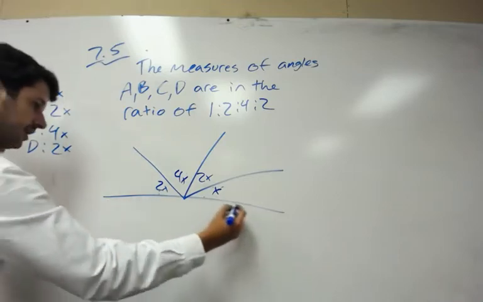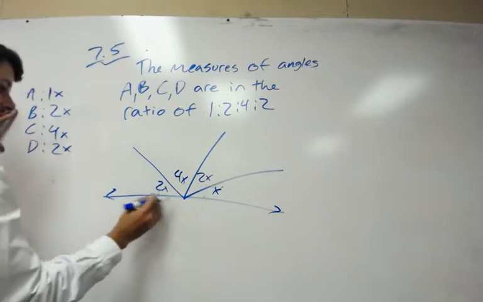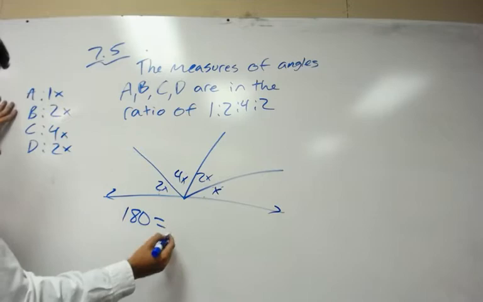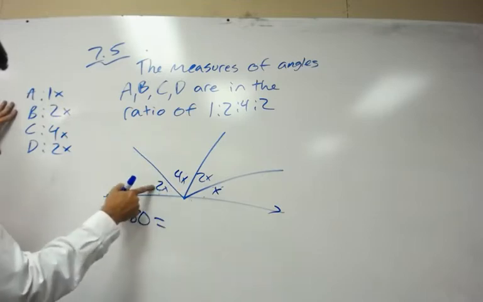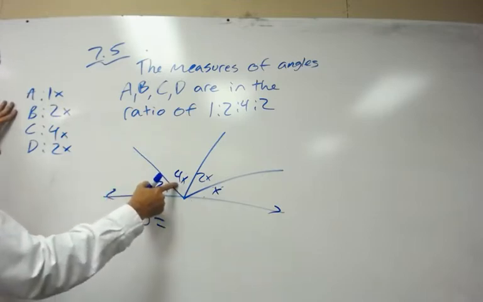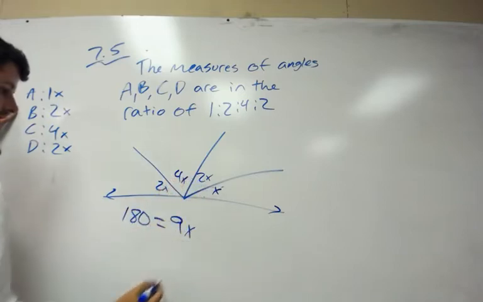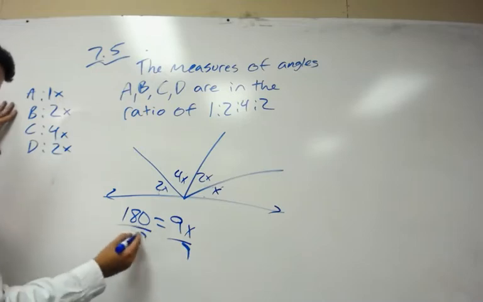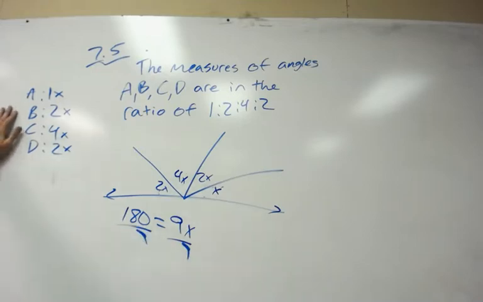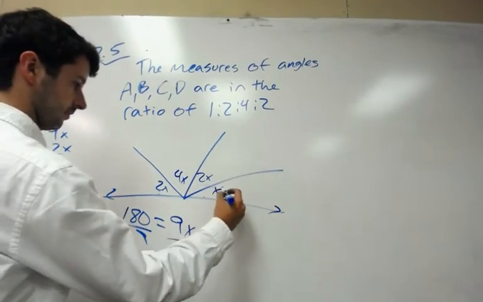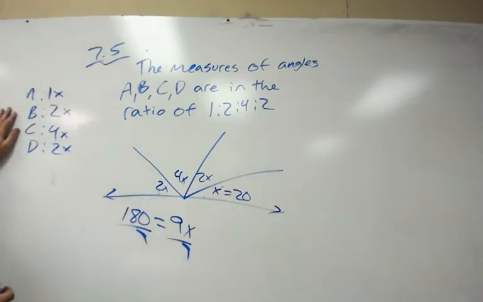Well, this is a straight line, and we know the straight line is 180 degrees. So we say 180 equals the sum of all these. 2x plus 4x, 6 plus 2, 8 plus 1, 9x. You divide and solve, 180 divided by 9. X equals 20. And then you plug all that back in.